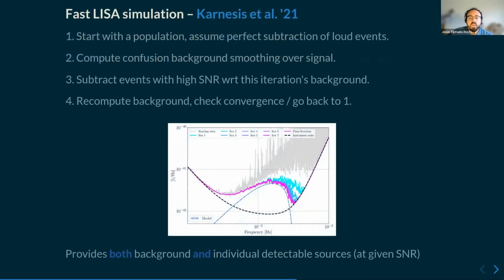And for this, we use this method developed by 3 of our collaborators and 2 other people that starts by simulating a full population, averaging the spectrum, treating it as a background, and then computing the signal to noise with respect to this background of all the events, subtracting the loudest ones, and repeating these steps until the background stabilizes. And this way one gets both the subtracted events and the background. So it's a very clever approach.